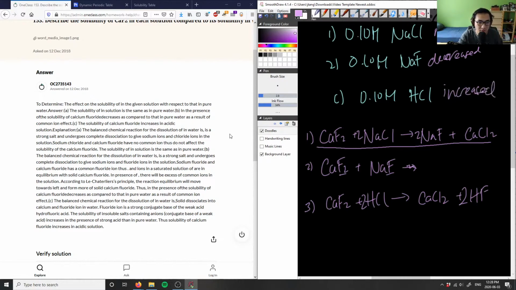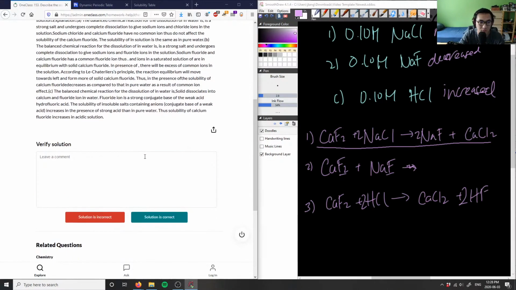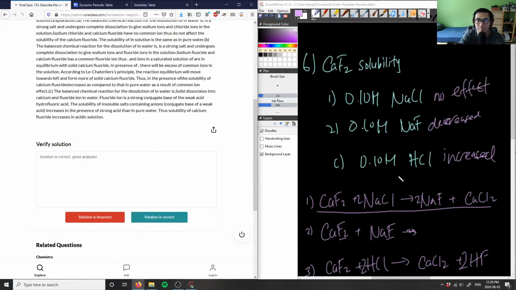And as you can see here, it says the solubility of insoluble salts increases in the presence of strong acid than in pure water. So the solubility of calcium fluoride increases in an acidic solution. So the solution here is correct. Good analysis.